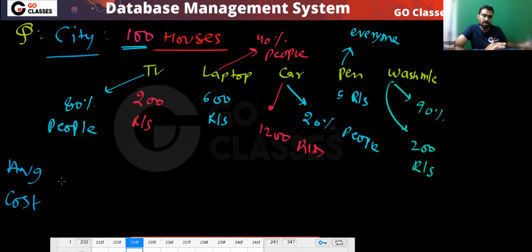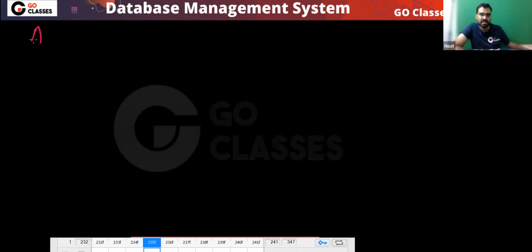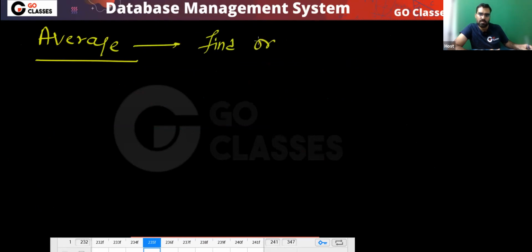Average cost. Do we find average cost on 100 or on 1? We find the average cost on 1, right? You already know these things, but I am telling you again. This average we find on 1 person, 1 element, 1 entity. So we find this on 1 entity, correct?